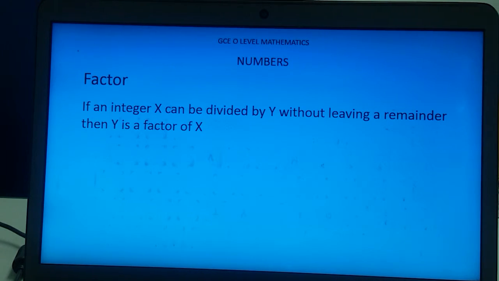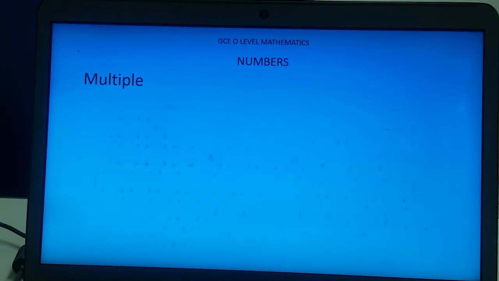Factor. If an integer x can be divided by y without leaving a remainder, then y is a factor of x. For example, 15 is 3 times 5. Then 3 and 5 are factors of 15.